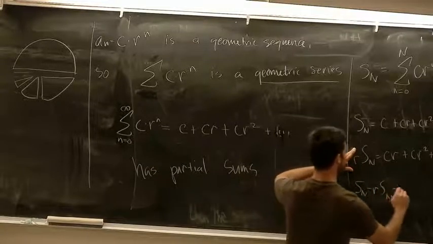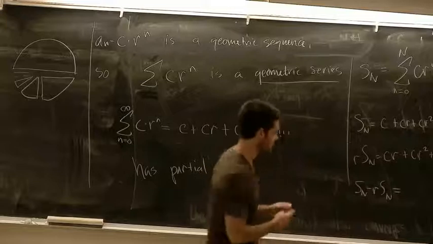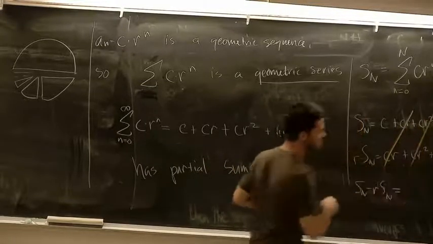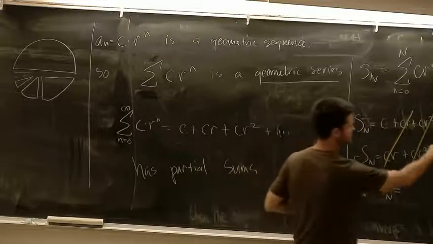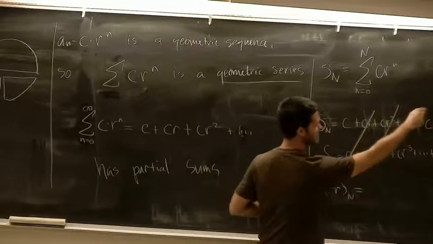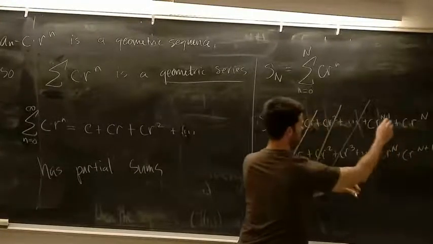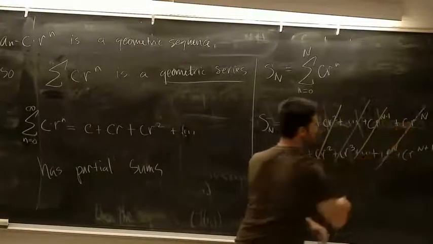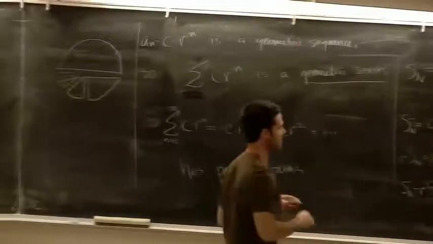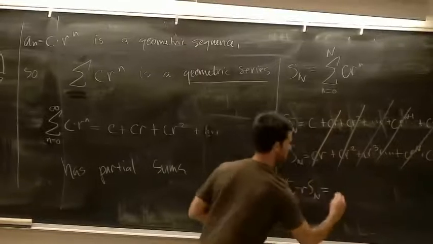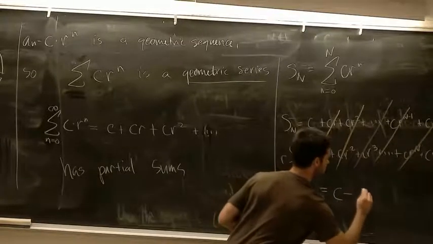Then I get to cancel a whole bunch of terms. These two terms cancel each other out. These two terms cancel each other out. This one and whatever the term is right here would cancel each other out. These two cancel each other out. These two cancel each other out. Everything cancels out except this minus this. C minus.